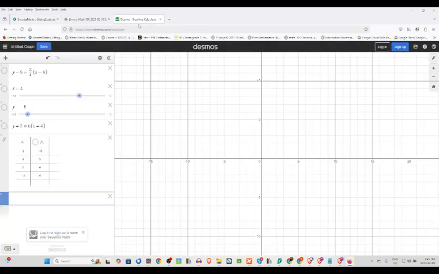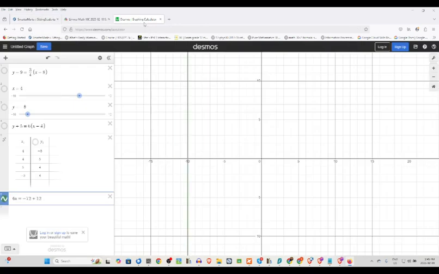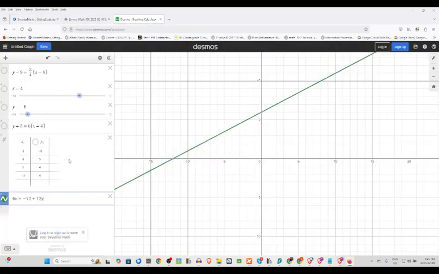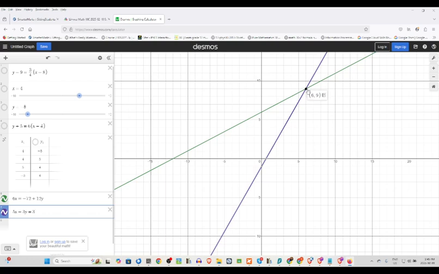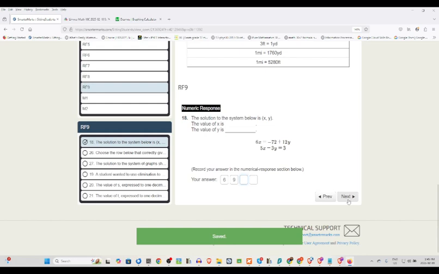You can graph it. Of course, on the test, you'd have to isolate your y first because we don't have access to Desmos on our tests. We have our regular TI or Casio graphing calculators. And 5x minus 3y equals 3. There's our intersection, the point 6,9. So it's 6, 9. We put them side by side.